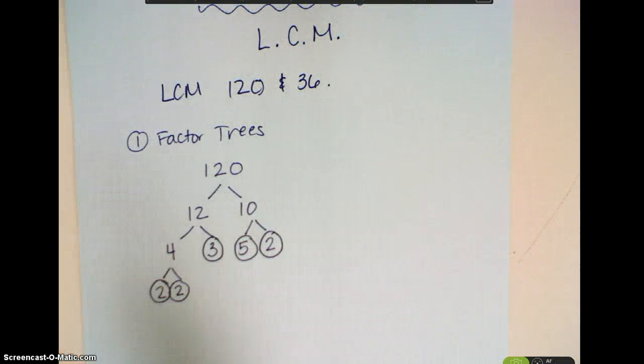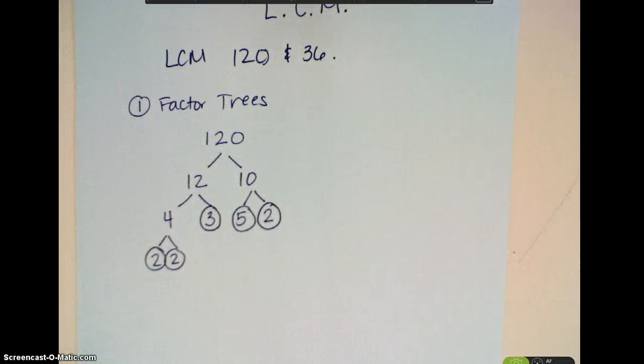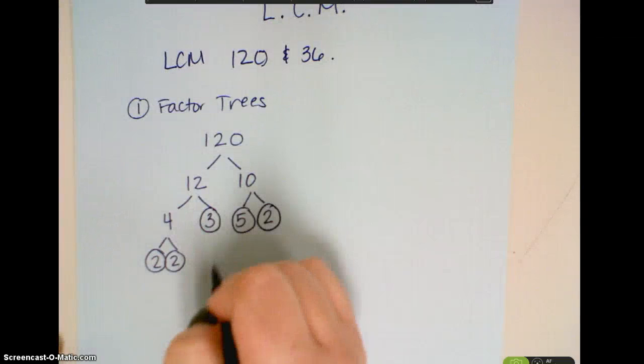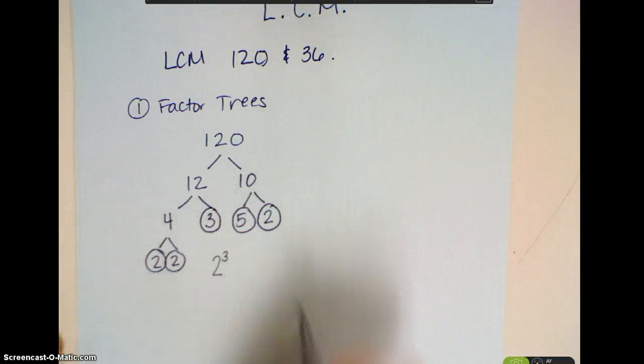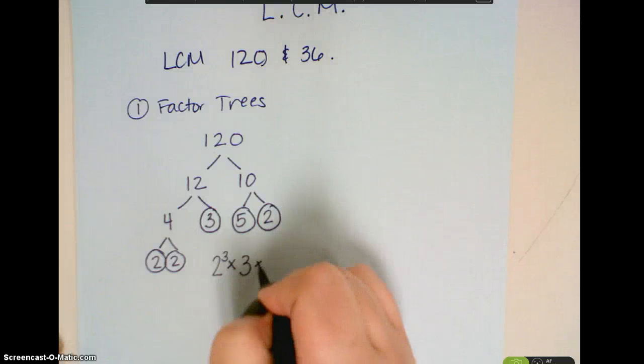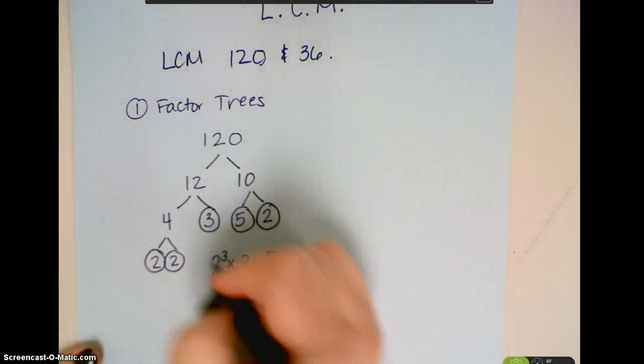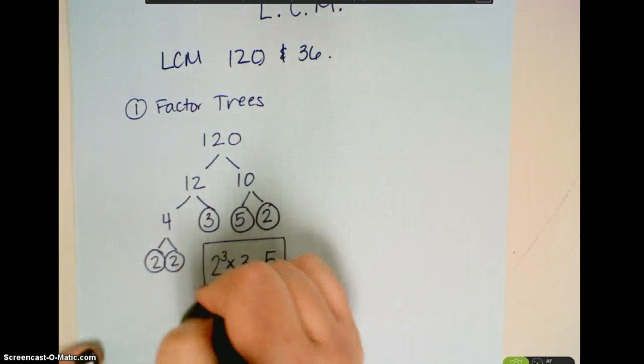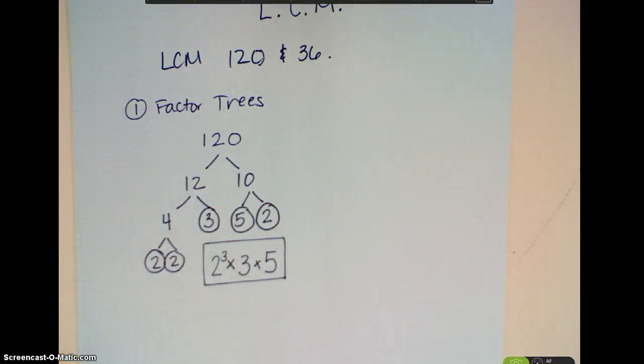So when I write this in exponential form, and this is an important step, you need to write it in exponential form. I'm going to count up my 2's: 1, 2, 3 2's, so it's going to be 2 to the third power times 3 times 5. So that would be my prime factorization for 120.